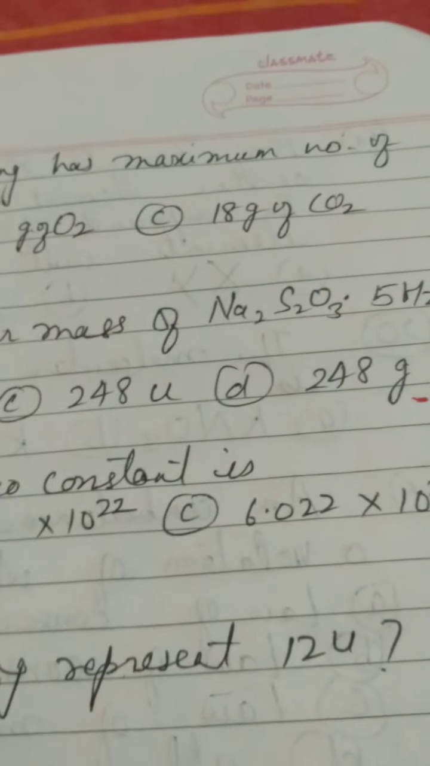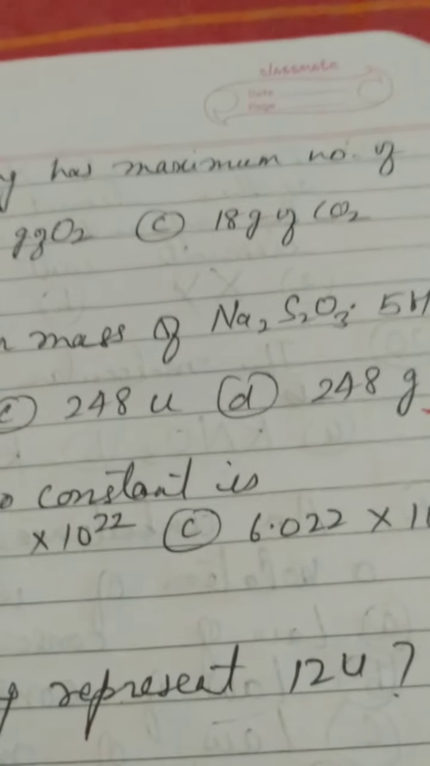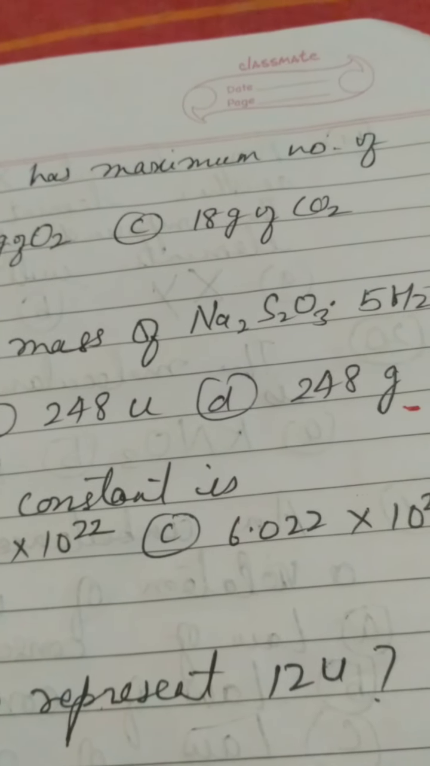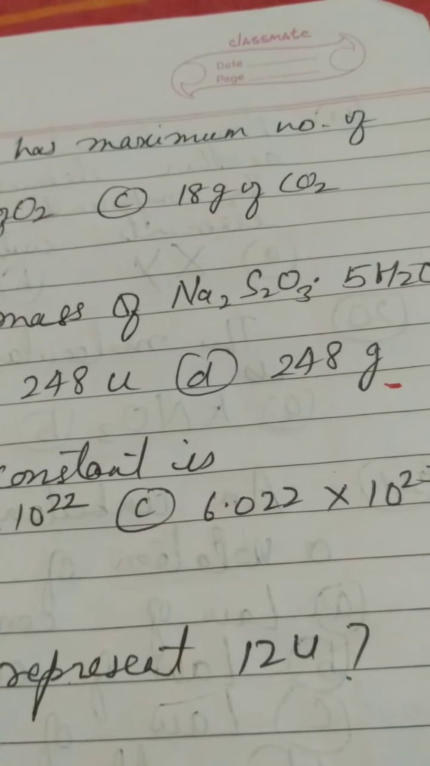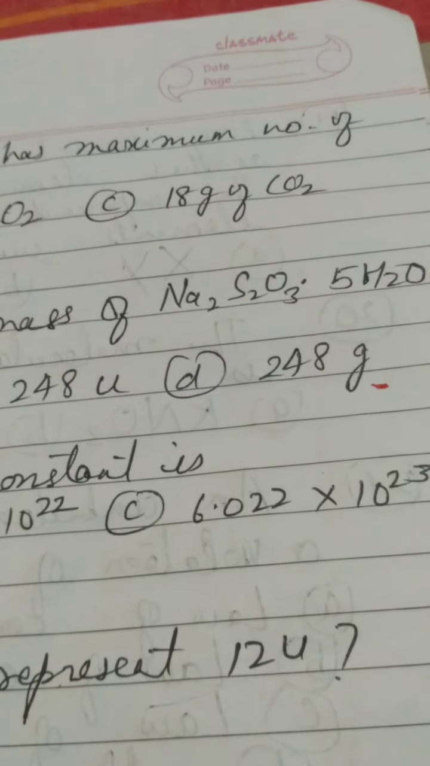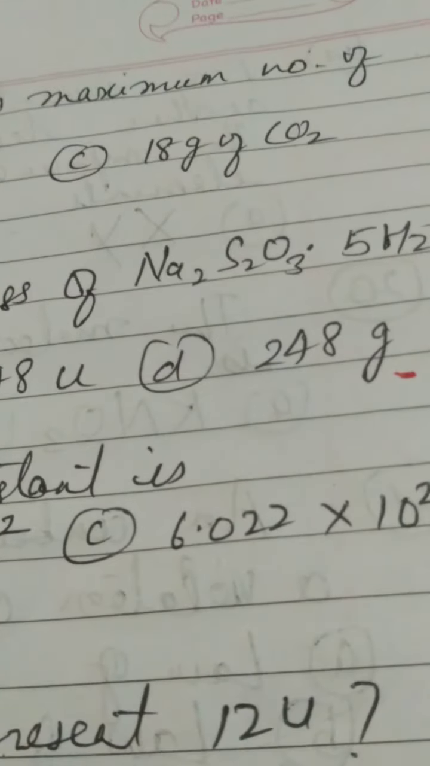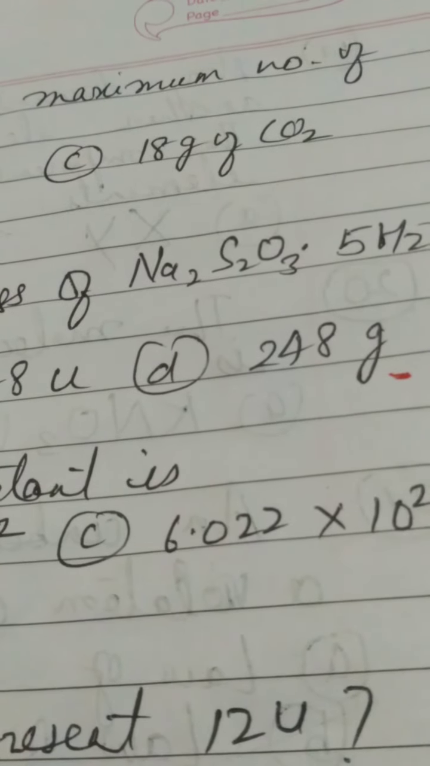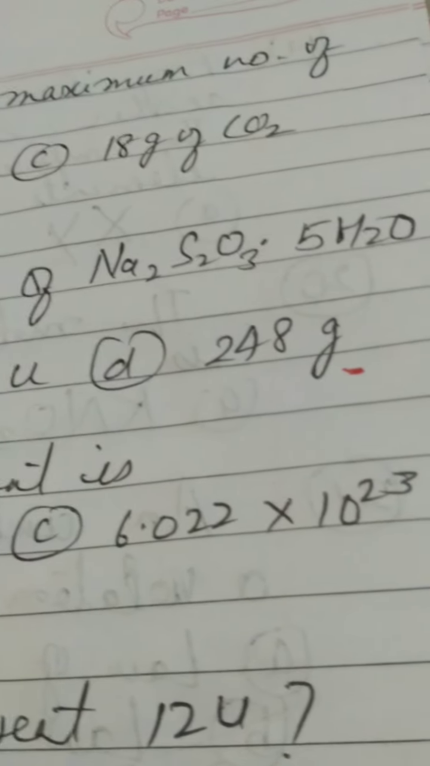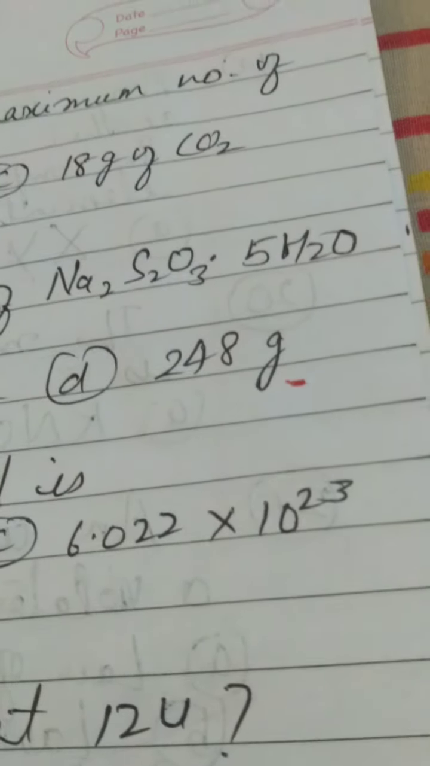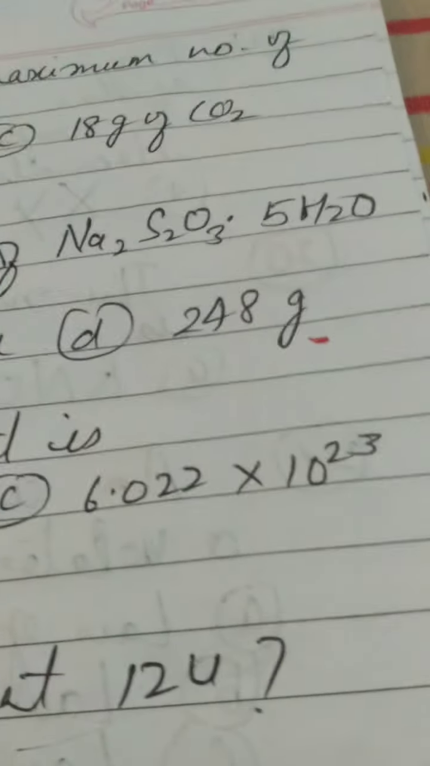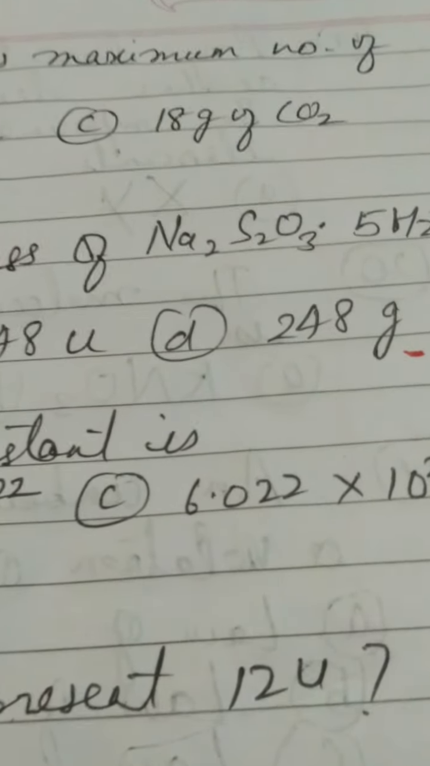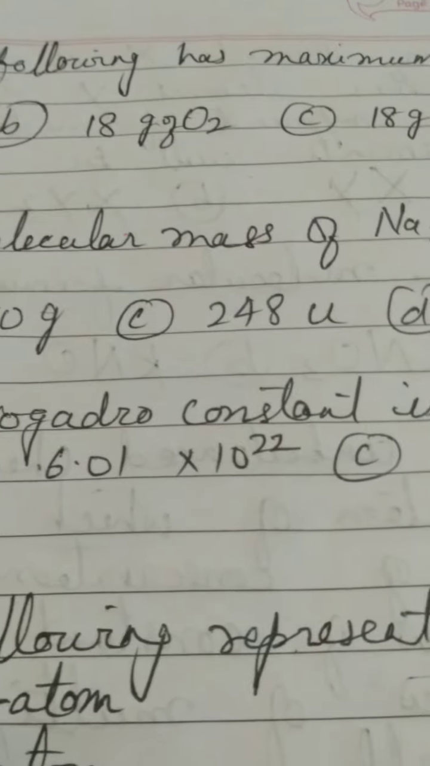So children, it is 248 U, because sodium has the atomic mass 23. So 23 multiplied by 2, plus 32, the atomic mass of sulfur, multiplied by 2, plus 16, the atomic mass of oxygen, into 3. And then where the water of crystallization is attached, a dot is given, so that will be plus 5 multiplied by the molecular mass of water, which you can directly write as 18. When you do this calculation, you will get 248. You will never write it in gram because it is the molecular mass. It is not asking about the molar mass, it is asking about the molecular mass.